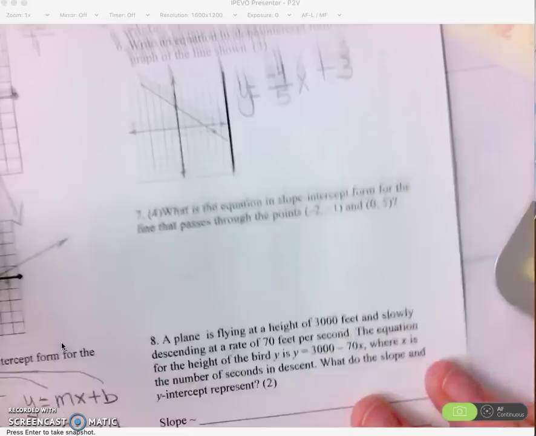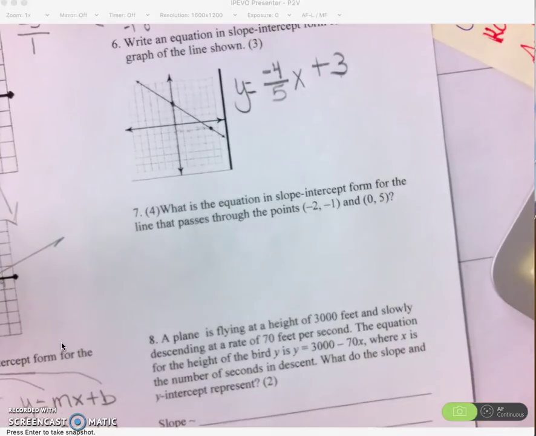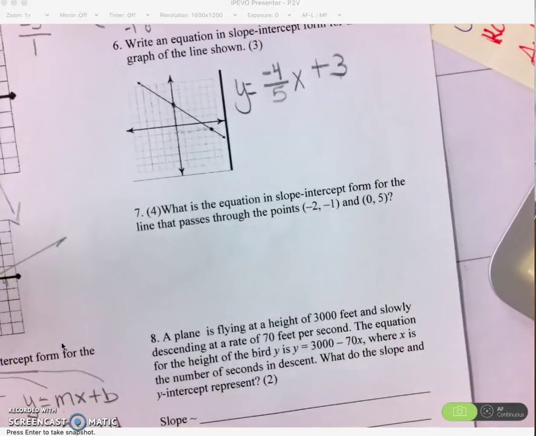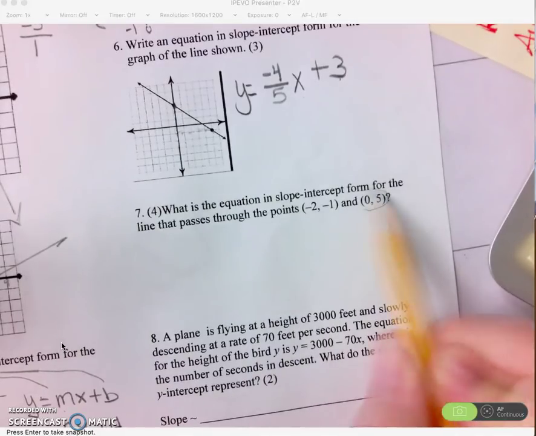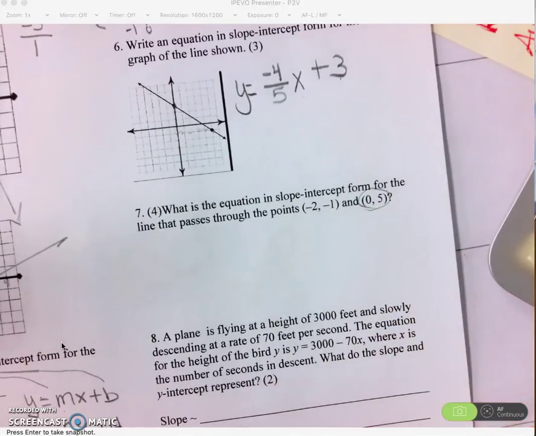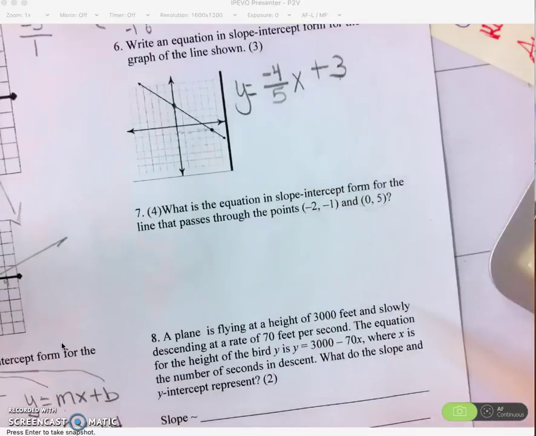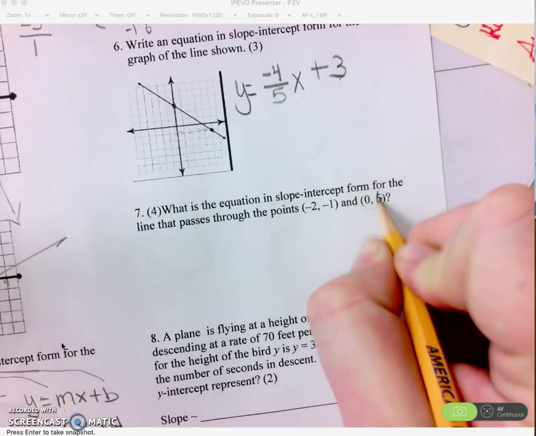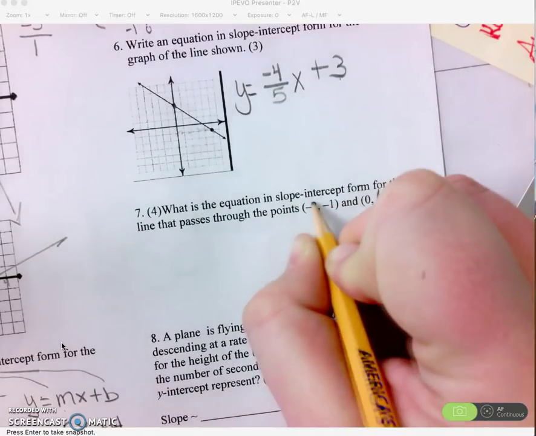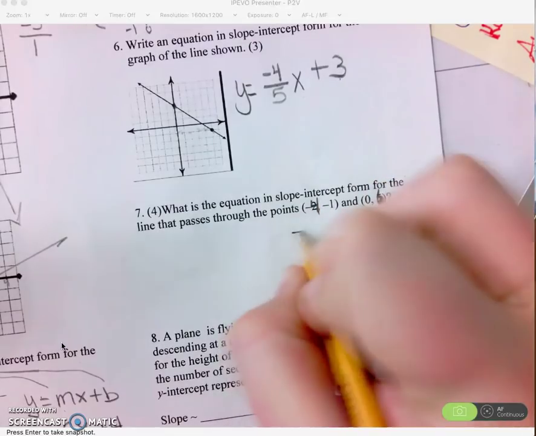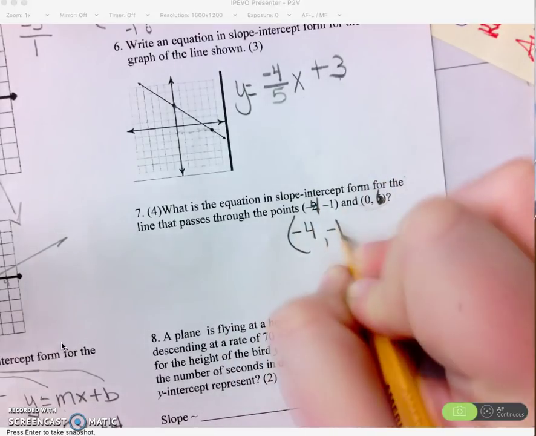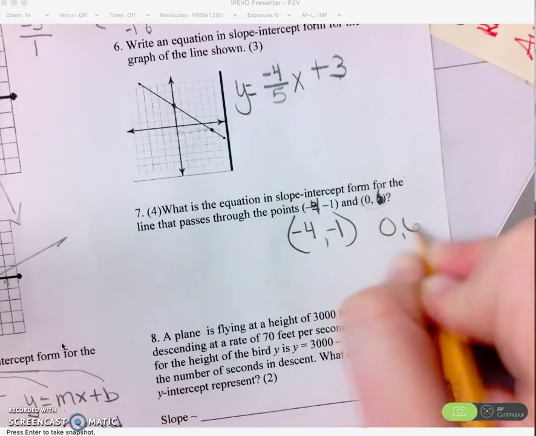Okay, write an equation in slope-intercept form from the line that passes through the points -2, -1, and 0, 5. Again, this right here is your y-intercept. Oh, and I have to do a different one because I forgot to change it from the test. So let's do 6, and let's do 4. So my points are -4, -1, and 0, 6.